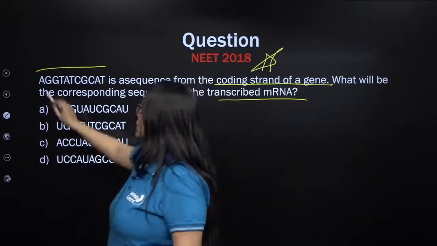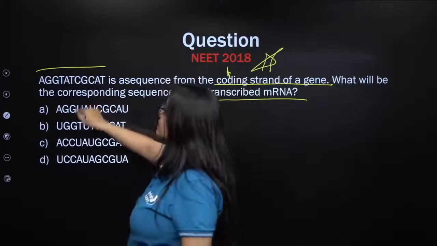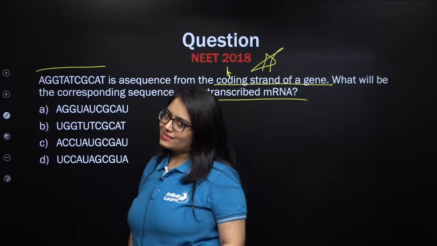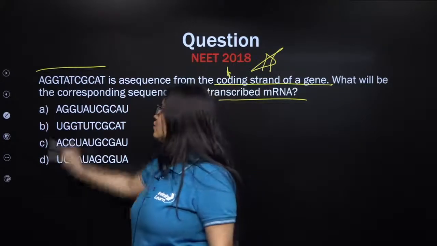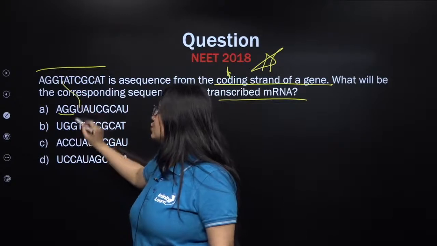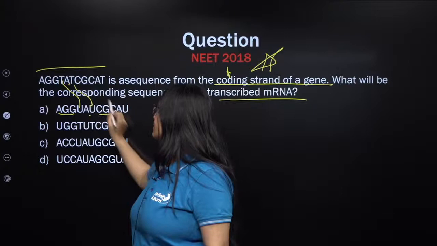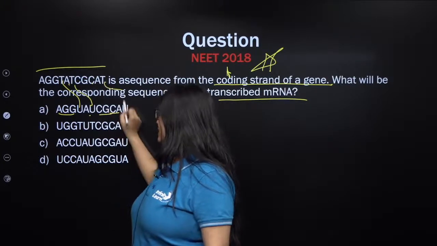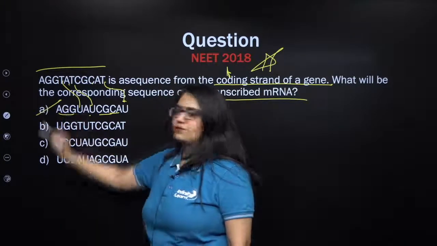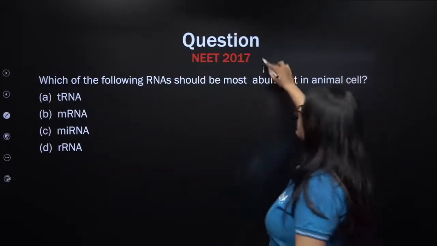Answer is A, because this is the coding strand, so exactly the same sequence will be there in the mRNA, except where there is T, there will be U. So AGG, instead of T, U, there is U, C G C A and U. Absolutely correct. Next question. This was asked in NEET 2017.